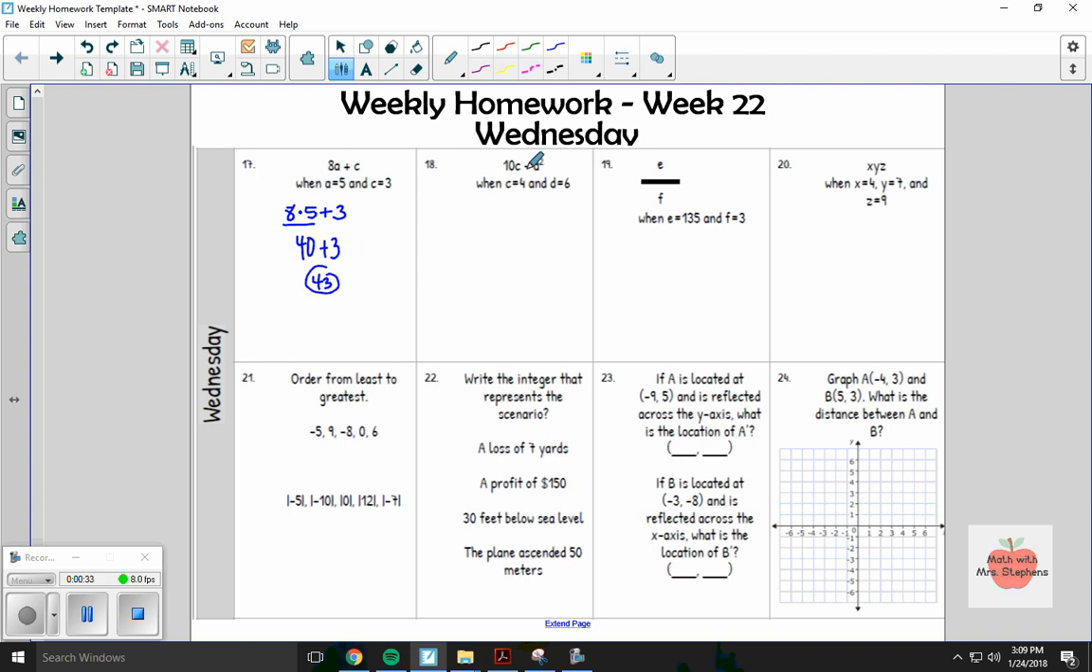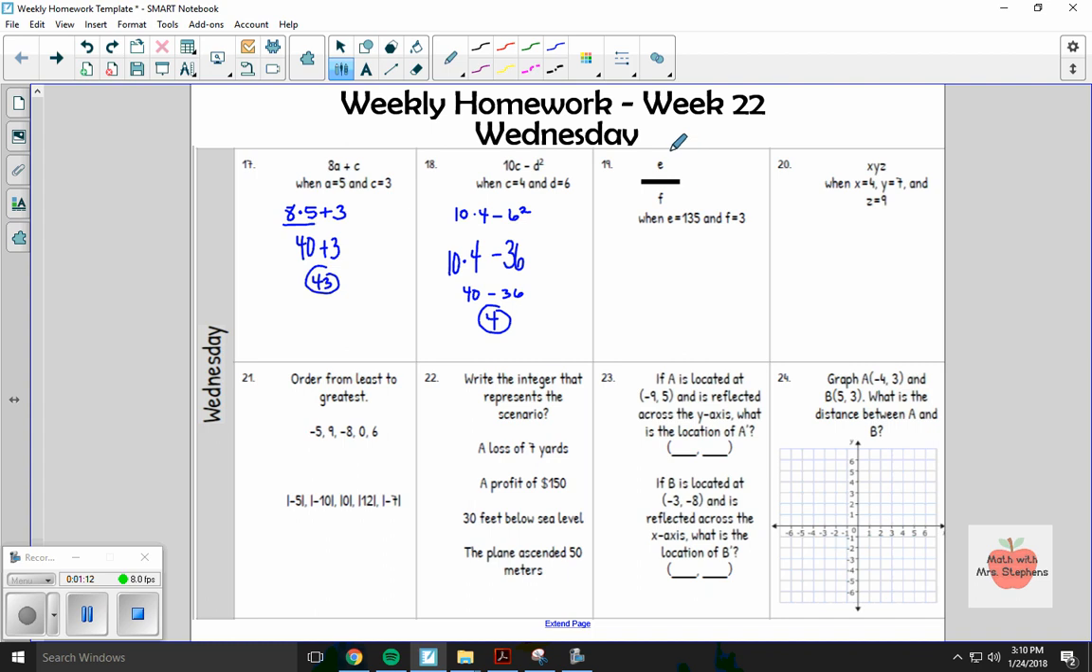Number 18, 10c minus d squared. 10c is 10 times c, which is 4, minus 6 squared. We need to use the order of operations, so in this expression, I need to do the exponent first. 6 squared is 36, and we will bring down everything else. Next, I would do the multiplication. 10 times 4, 40. 40 minus 36 is 4.